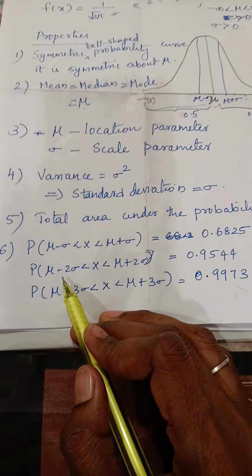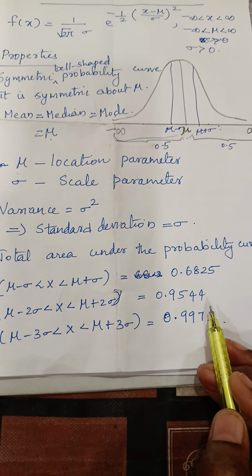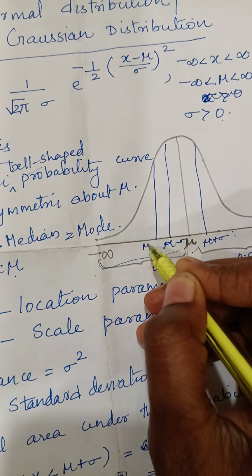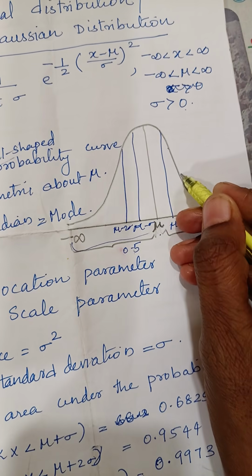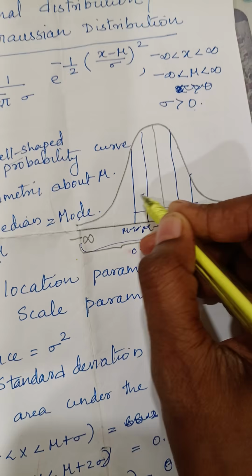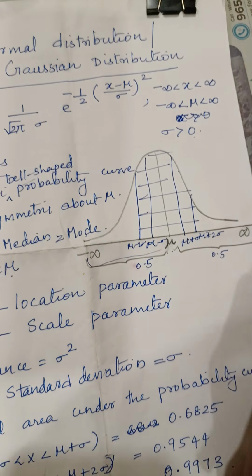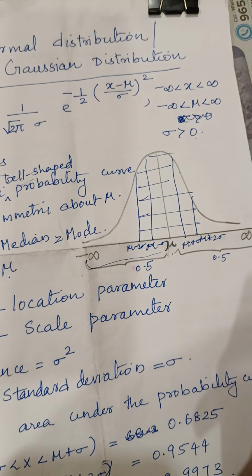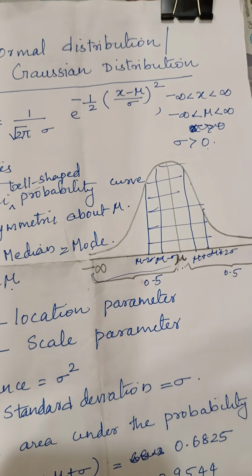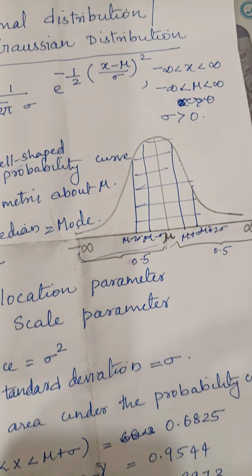Next, the probability from μ minus 2σ to μ plus 2σ is 0.9544. So if this is μ minus 2σ and this is μ plus 2σ, then this whole area will cover 0.9544 of the total area. Otherwise we can say that 95.44 percent of the data will fall from μ minus 2σ to μ plus 2σ.